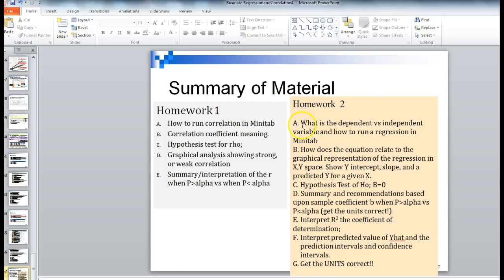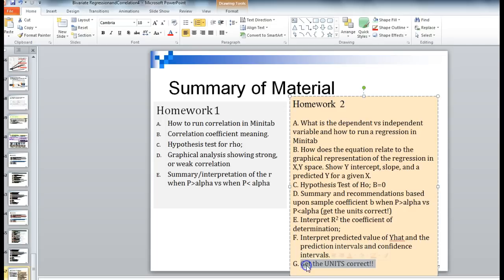Homework 2 in this chapter asks: what's a dependent versus independent variable? How does the equation relate to the graphical representation? Can you do a hypothesis test? Beta equals 0, beta not equal to 0, T computed, T table, statistical conclusion. Can you do summary and recommendations? Don't forget to use the p-value. Summary and recommendations really differ depending upon the p-value because you're summarizing for the total population. We learned how to interpret R squared and what that meant, a high R squared versus a low R squared. And then we interpreted prediction and confidence intervals.